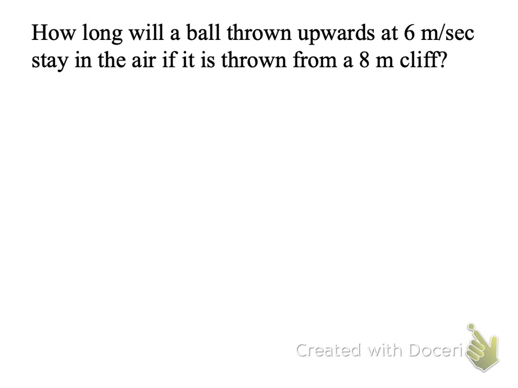Okay, why don't you try this one? Pause the recording and try this problem. Using the same equation, H equals negative 5t squared plus the velocity times time plus c. Go. All right, so how long will it be in the air? What am I doing? Substituting. What is my H? 0. What is my velocity? 6. And what is c? 8. The initial height. Good.